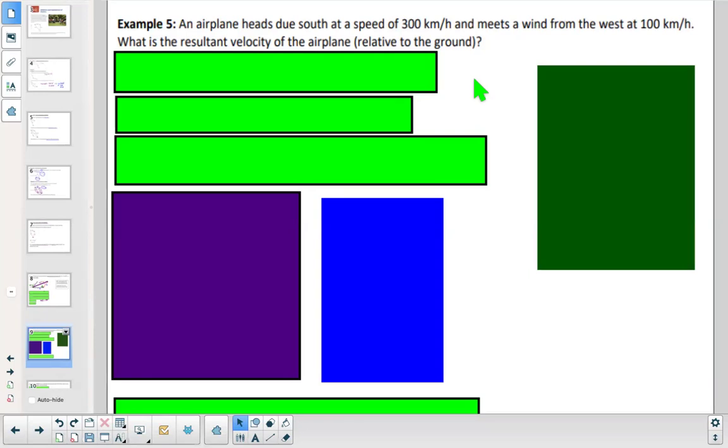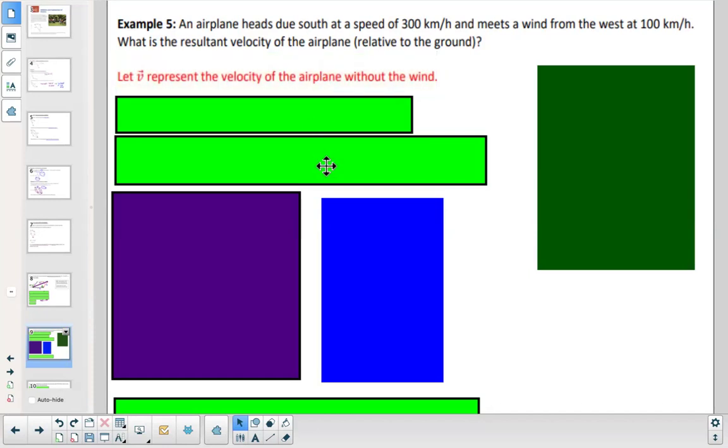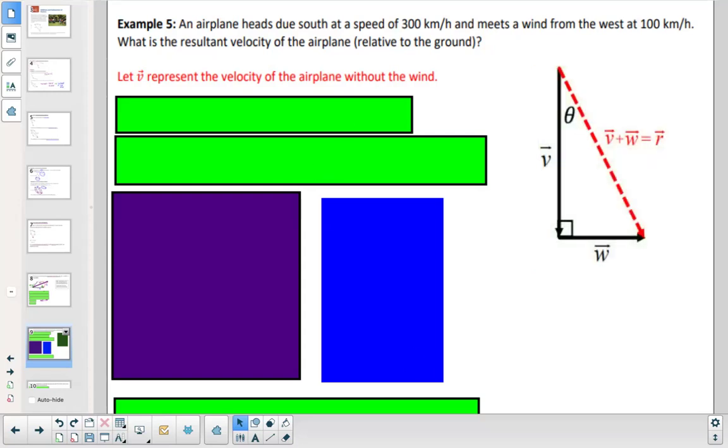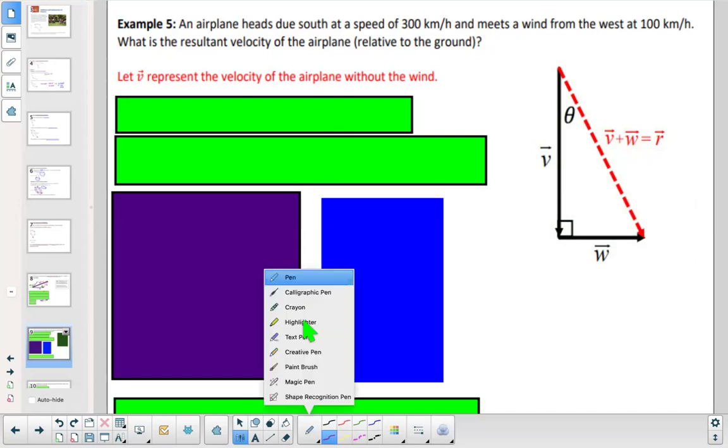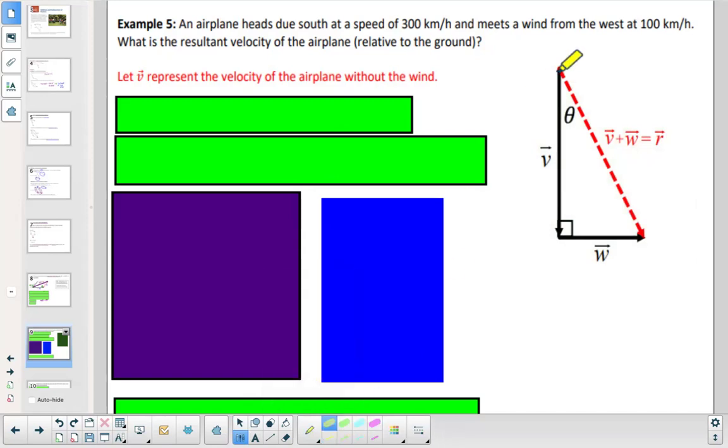represents. An airplane heads due south at a speed of 300 kilometers per hour and meets a wind from the west at 100 kilometers per hour. What is the resultant velocity of the airplane relative to the ground? So first of all, we're going to let vector v represent the velocity of the airplane without the wind. So I can see that vector v, if I use my highlighting tool, vector v is heading south like this.